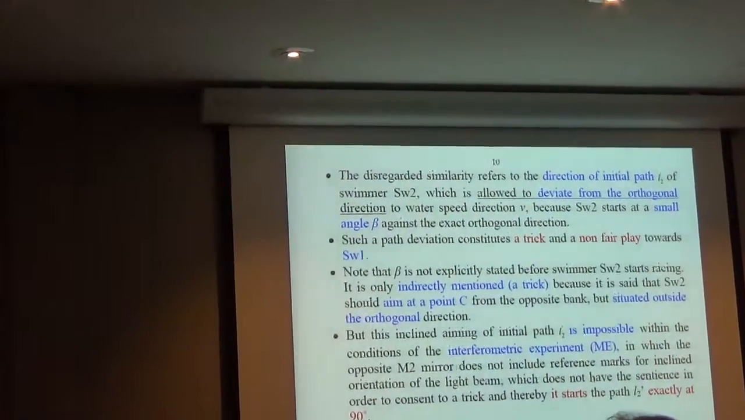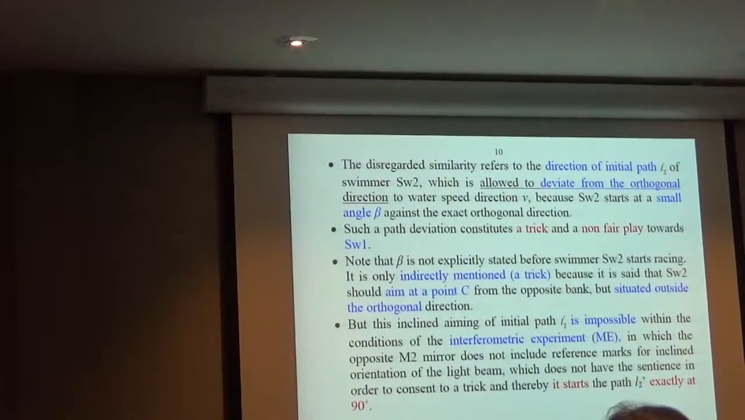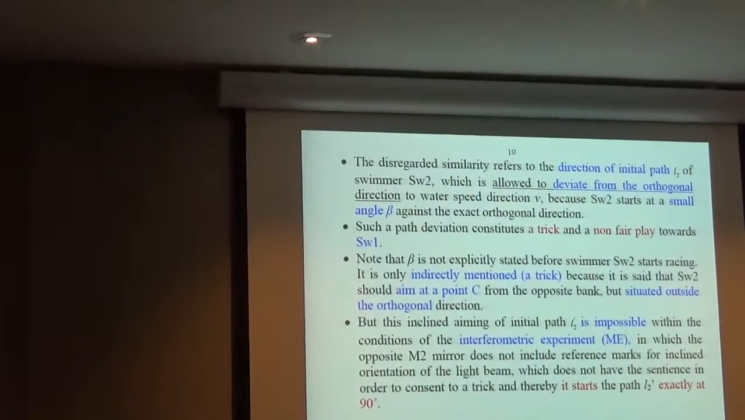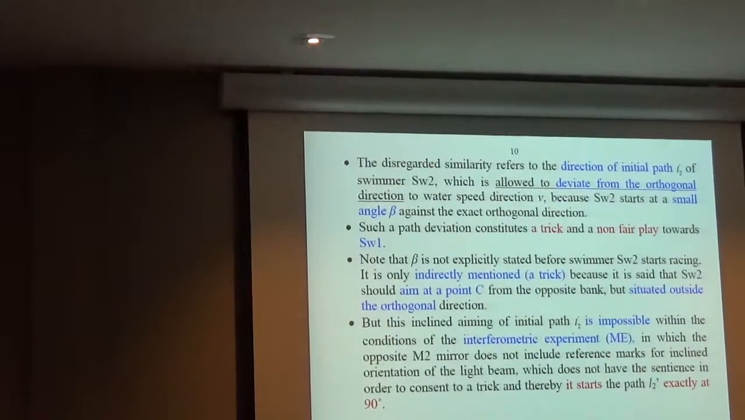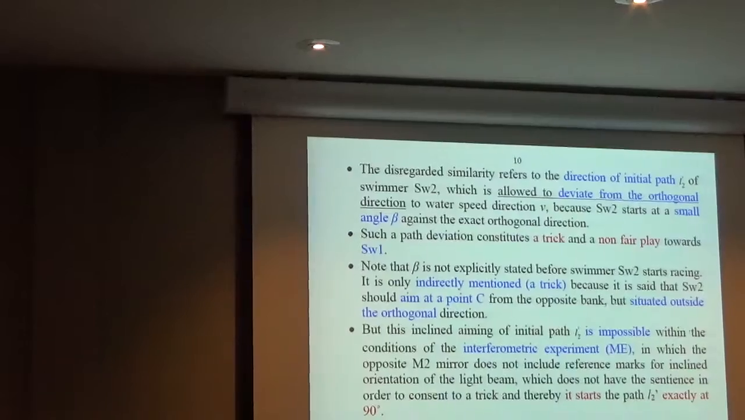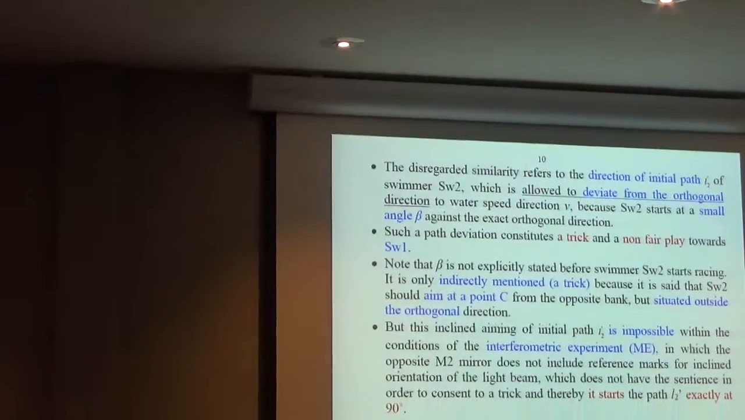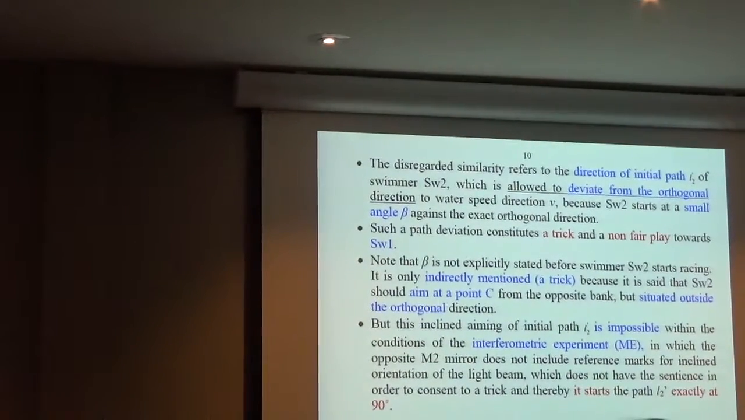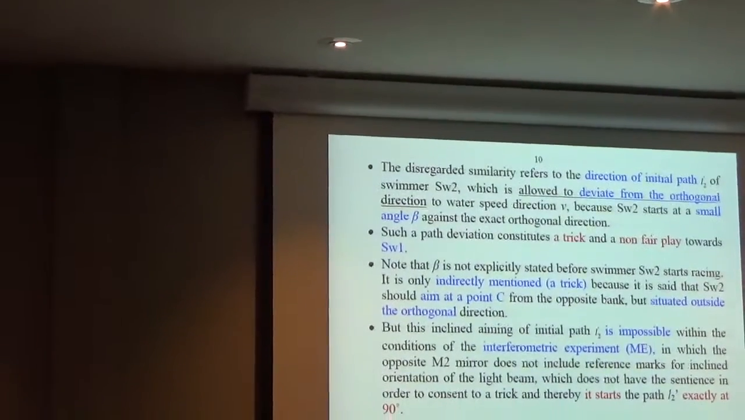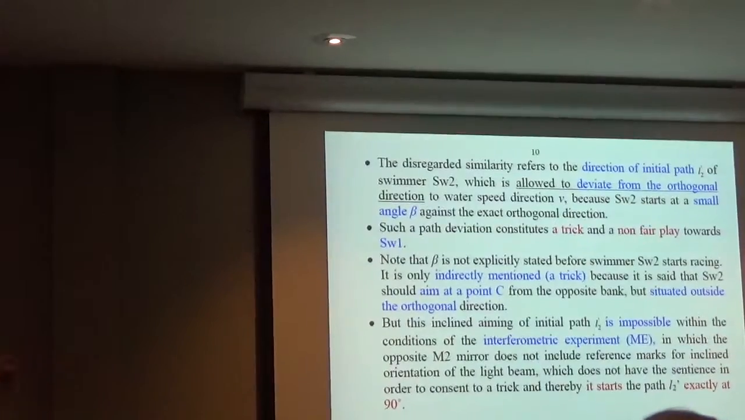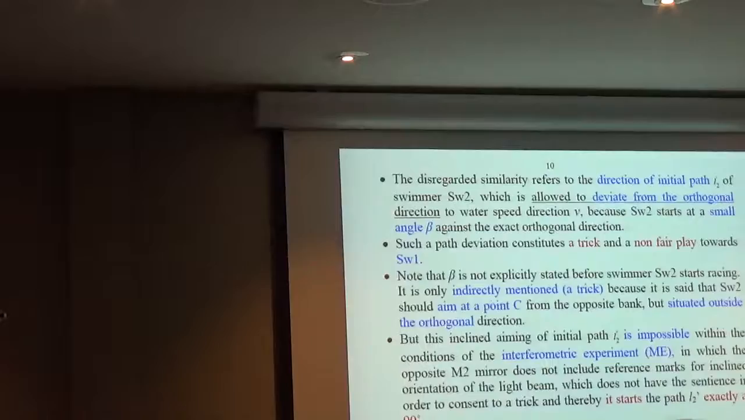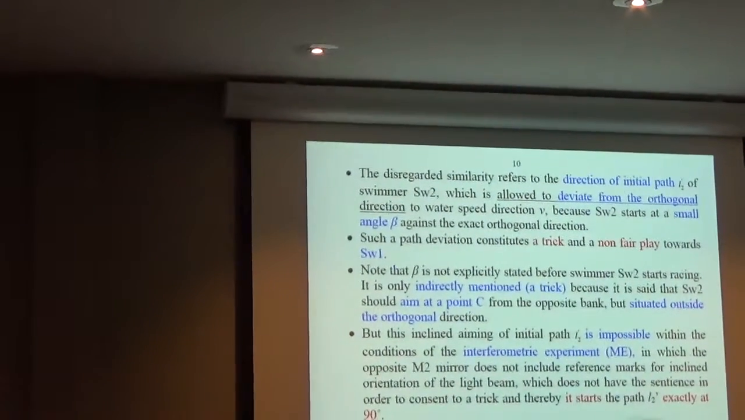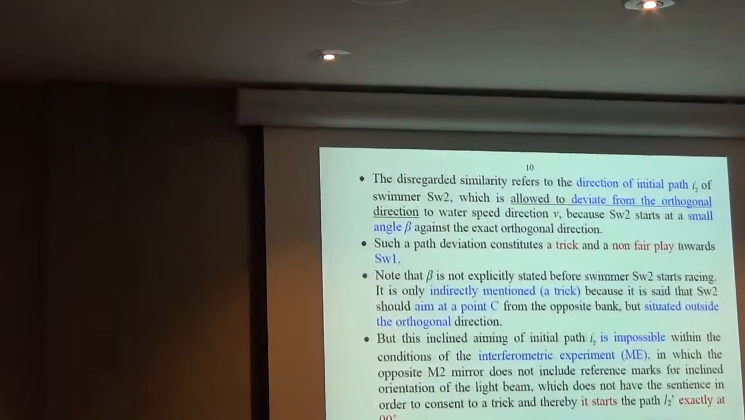this constitutes a trick, because it is said that S2 should aim at a point C on the opposite bank, but situated outside of the orthogonal direction. But this inclined aiming of the initial path is impossible within the conditions of the interferometric experiment of Michelson, because the opposite mirror M2 does not include reference marks for the included light path, which does not have the sentience to consent to a trick, and thereby in the Michelson experiment it starts path L2 prime exactly at 90 degrees.